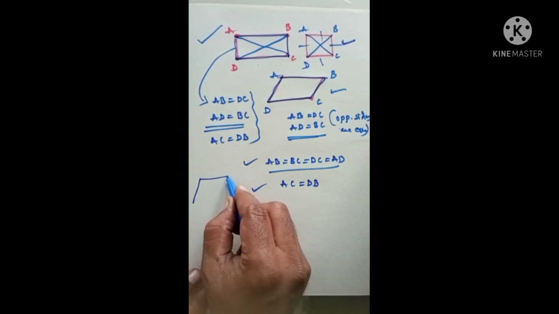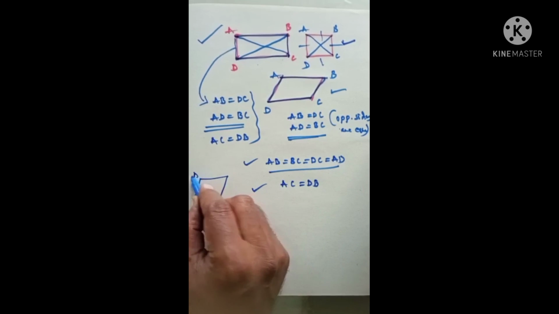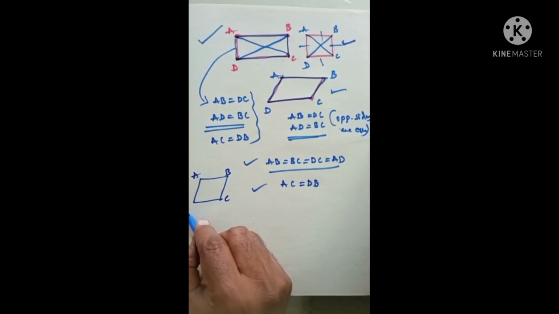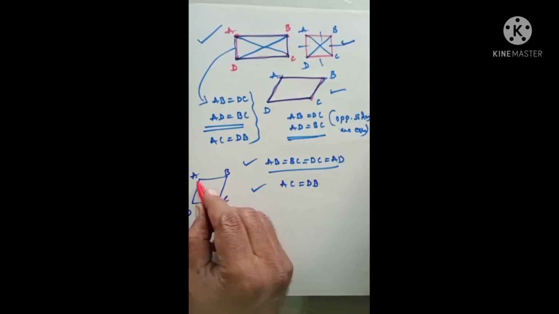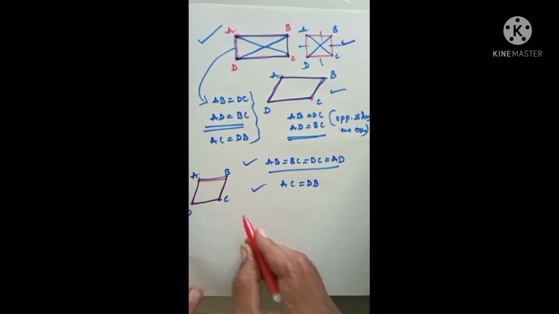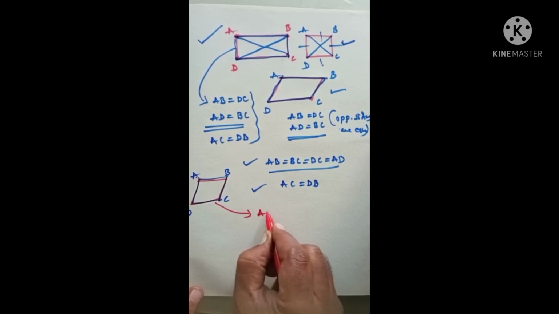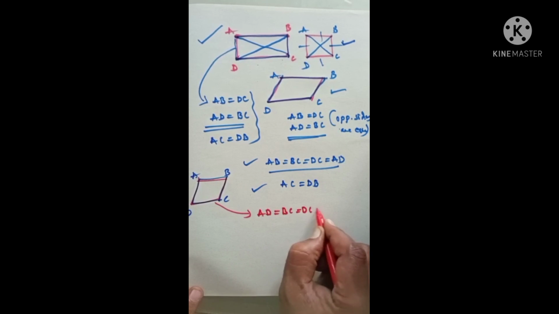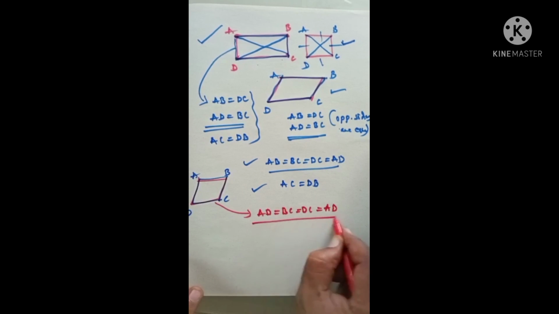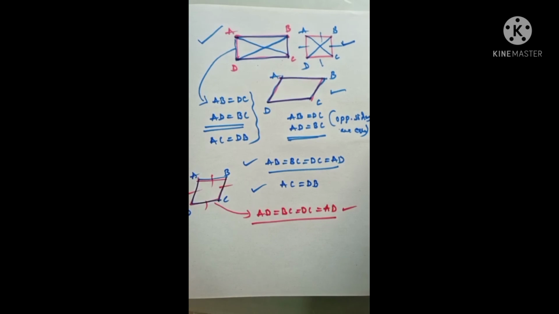Sometimes he will ask you to prove that it is a rhombus. For a rhombus, you don't need to find the diagonals. Just prove all sides are equal. Means just prove that AB should be equal to BC, equal to DC, equal to AD. So I mean all four sides are equal. Directly you can write it is a rhombus.